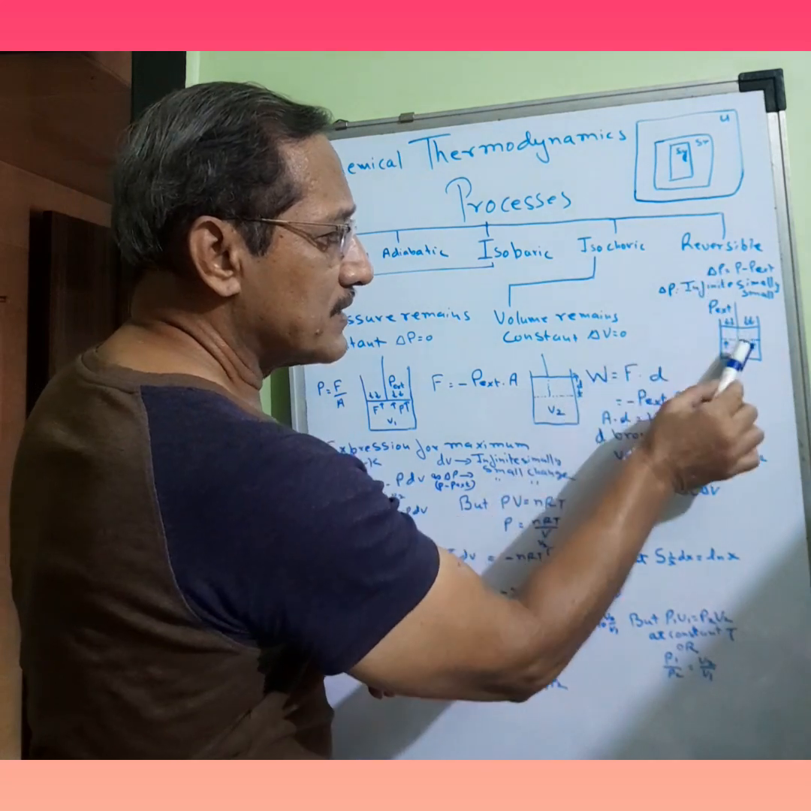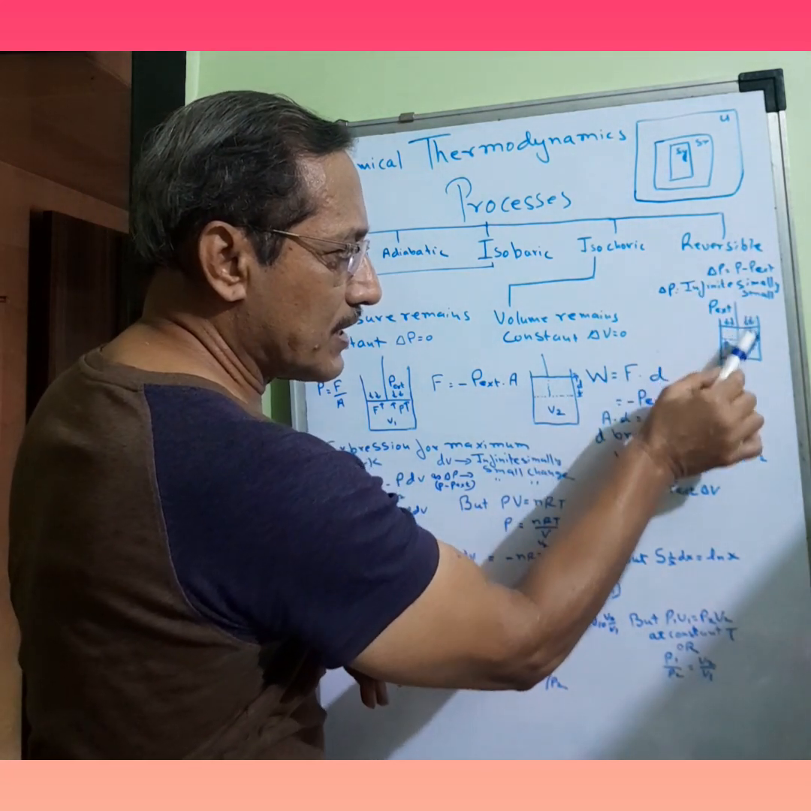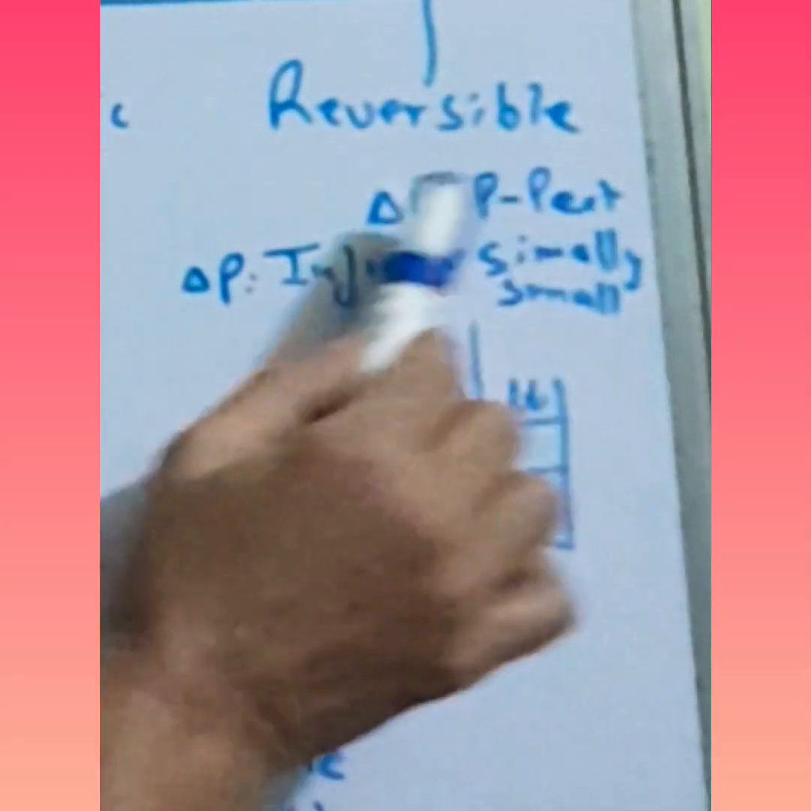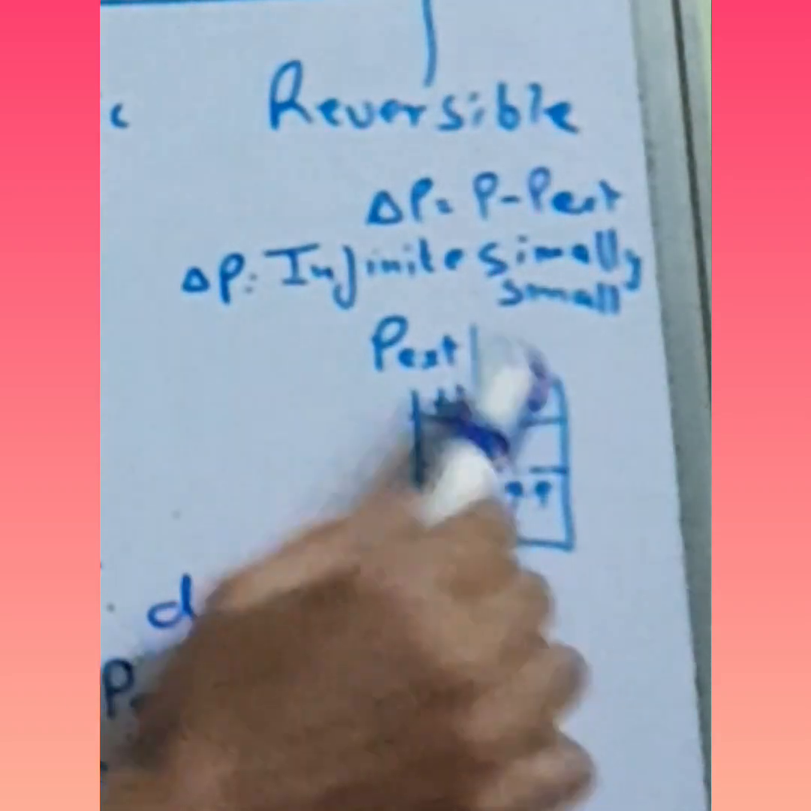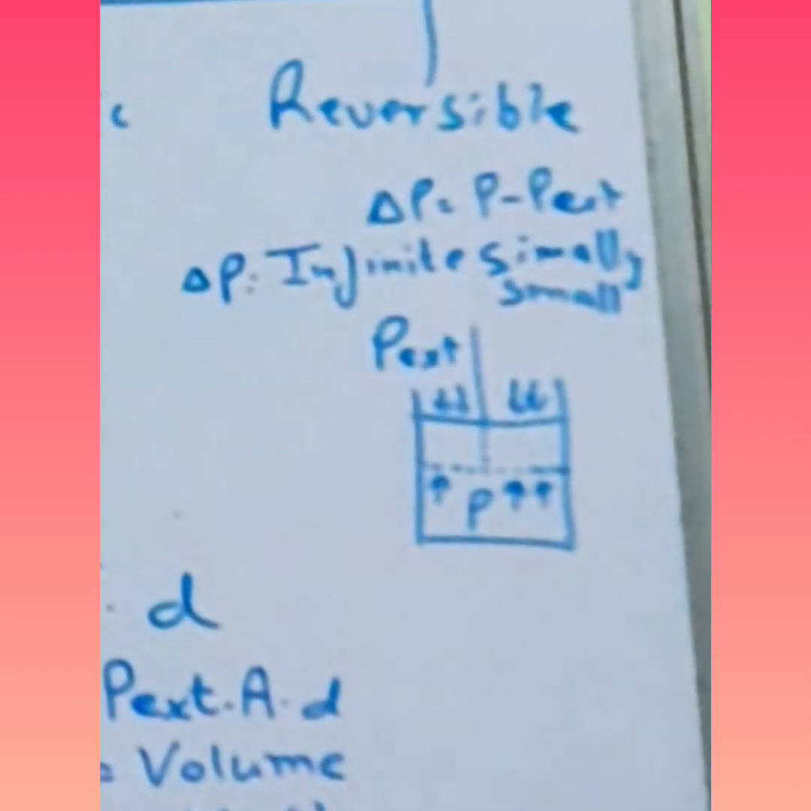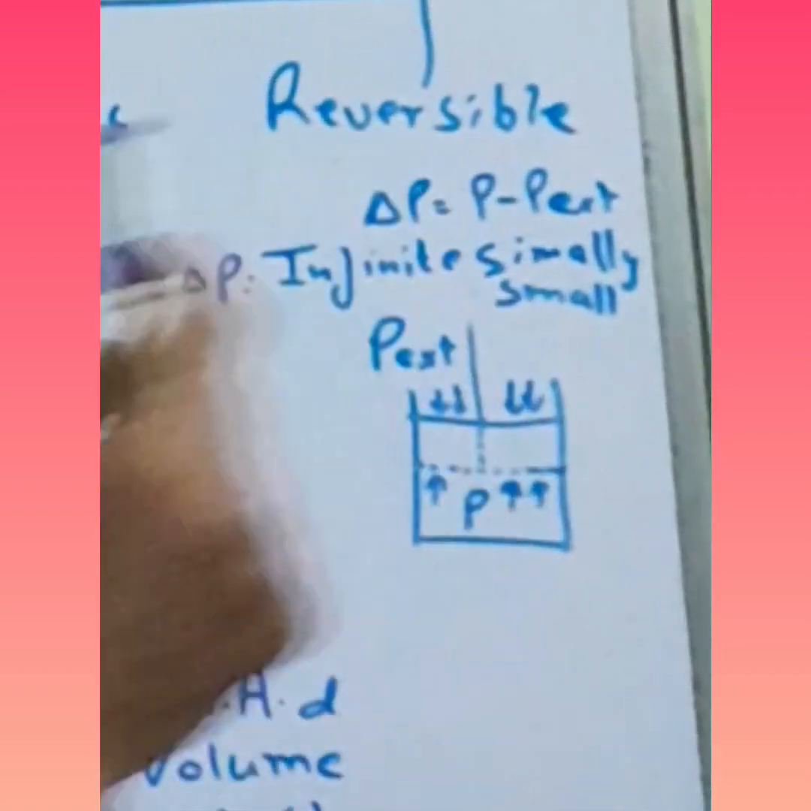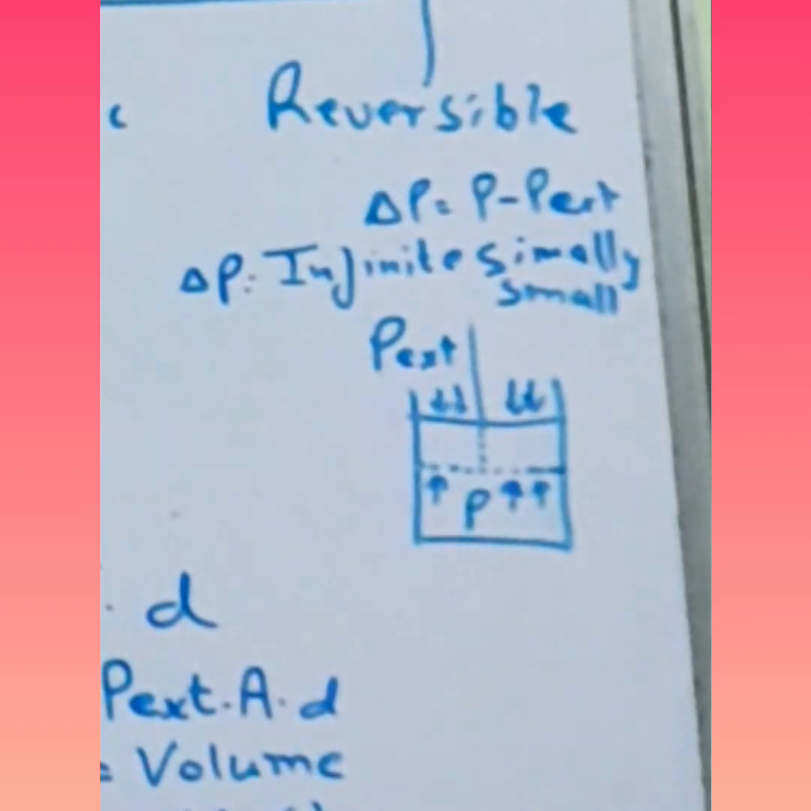So del P, the difference in pressure between internal and external, P minus PEXT, is del P, right? This del P has to be infinitesimally small. That difference in pressure has to be very small. Only then can we do it reversibly.